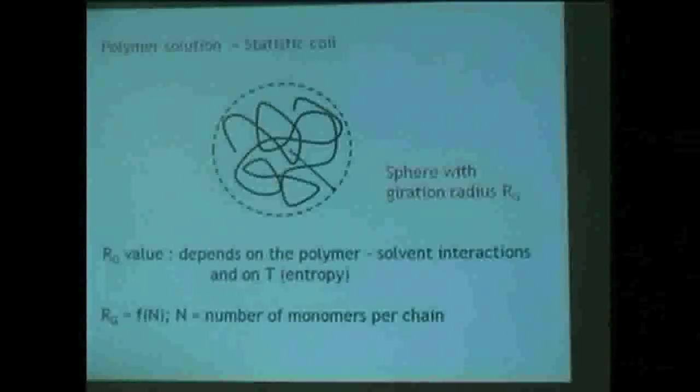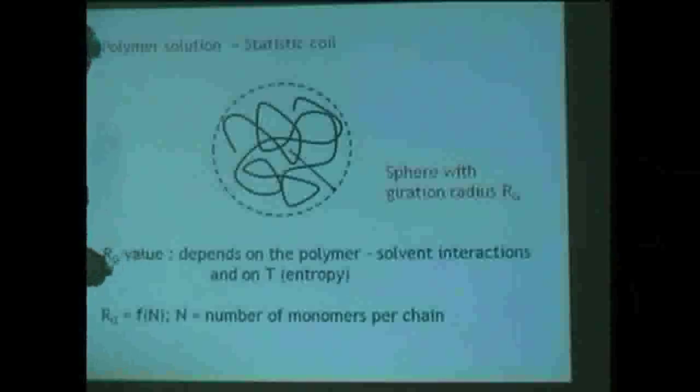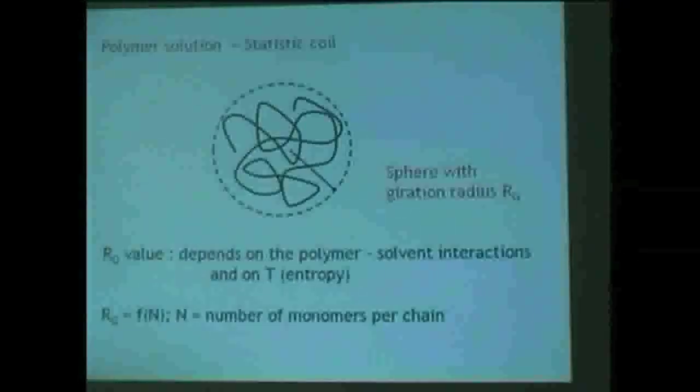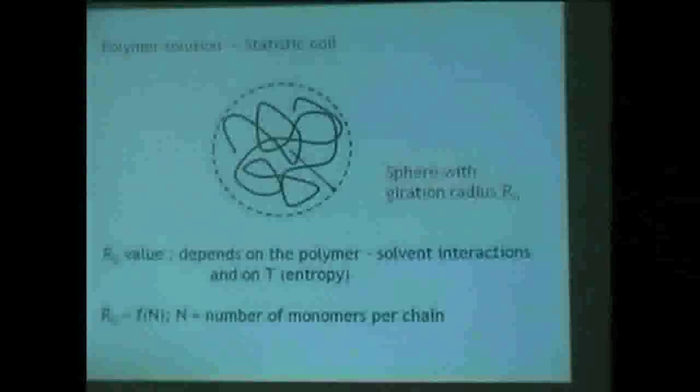A scaling law is just a relation that you establish between one quantity and another quantity. And so, of course, the value of Rg will depend on the polymer-solvent interaction. When I say the polymer-solvent interaction, I mean also the polymer-polymer interaction in the solvent. As I just told you, if the polymer-polymer interaction is repulsive, it means that the chain will take as much place as possible to avoid the contact between the monomers.